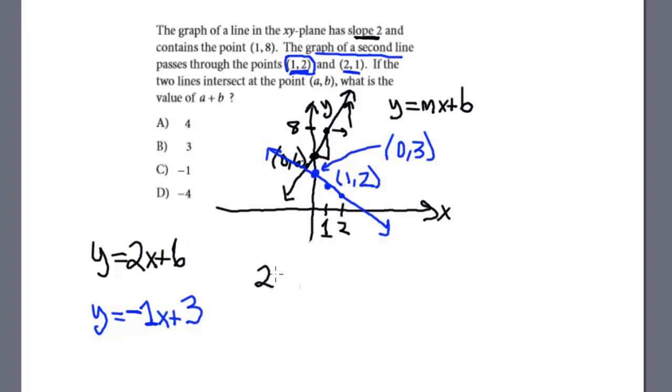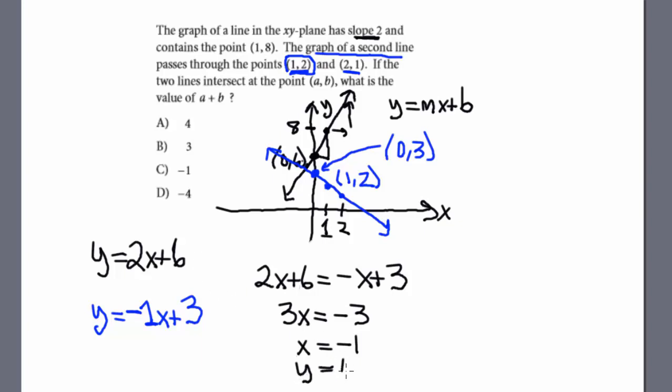So I have that 2x plus 6 equals -x plus 3. I can add x, I can subtract 6, and I end up getting that 3x equals -3, so x equals -1. If x equals -1, I can plug that value in here or in this equation. In either case, I find out that y equals 4. And this xy pair, (-1, 4), that's the spot where they intersect.